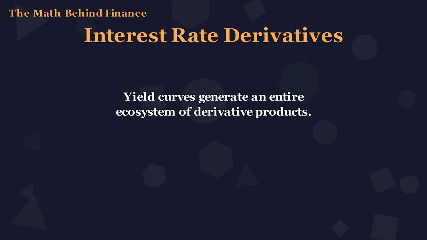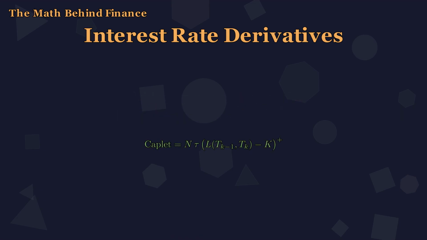Once you have a yield curve and forward rates, you can build derivatives on them, just as Black and Scholes built options on stock prices. A caplet pays the difference between a floating rate and a fixed strike if the floating rate exceeds the strike. It is a call option on interest rates. A floorlet is the mirror. It pays when rates fall below the strike. A put option on rates.